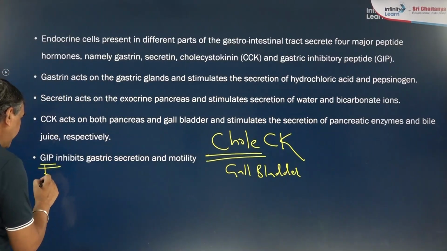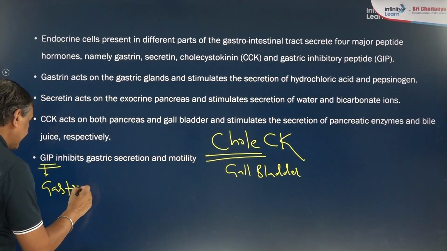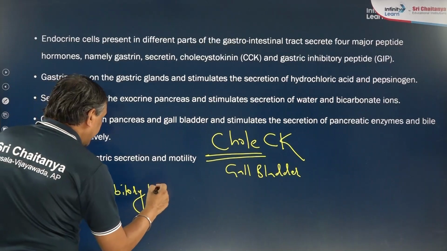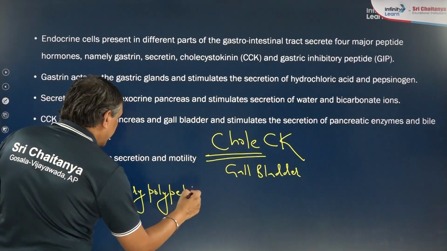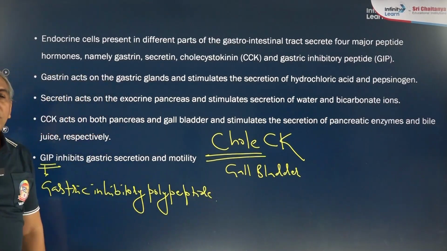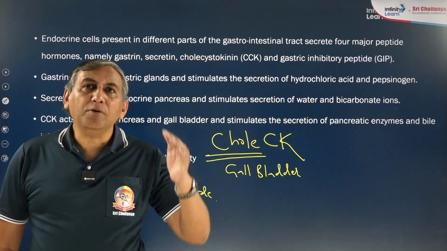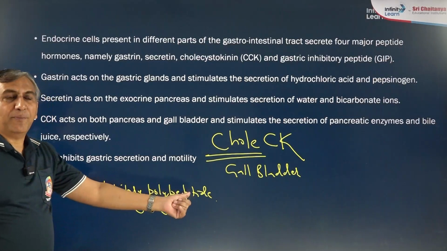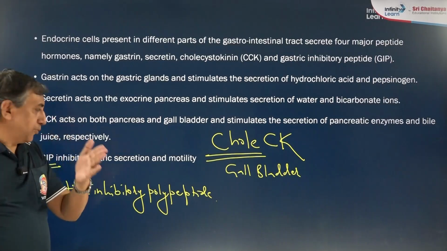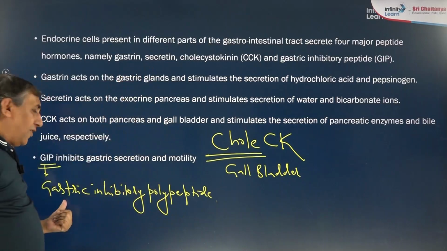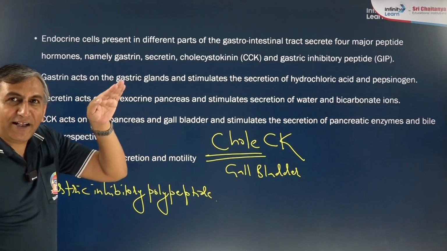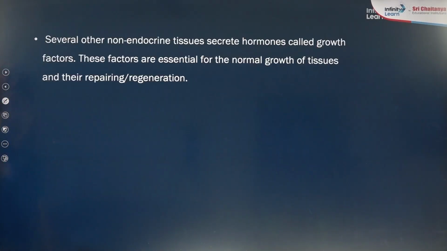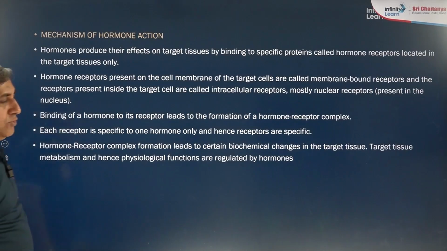GIP, what is GIP? Gastric inhibitory polypeptide. So always in NCERT, although they have not given the full form, always try to get the full form, because with the help of the full form, you are able to remember their function. Here, I said gastric inhibitory polypeptide. It is a polypeptide, means made up of proteins. Inhibitory means inhibition, gastric means stomach. It is inhibiting the activities of the stomach. That is why the name is gastric inhibitory polypeptide. So this is the one point that you have to remember.